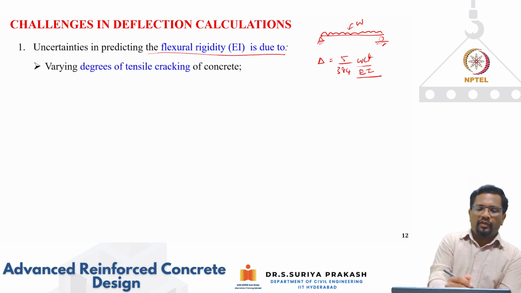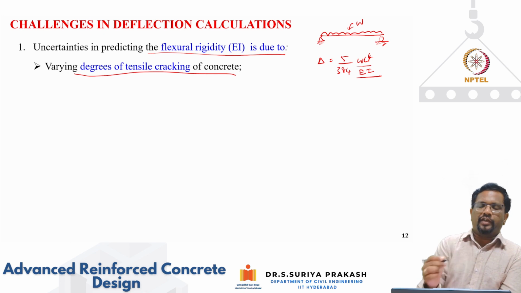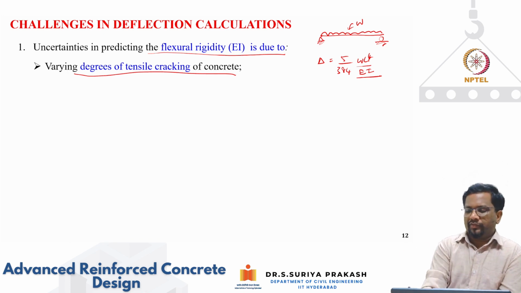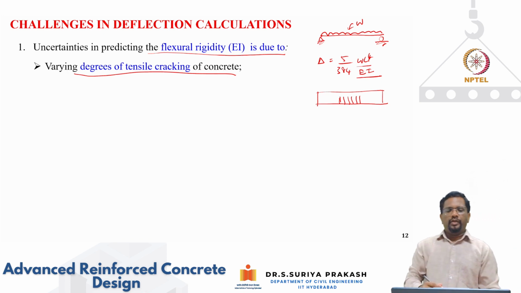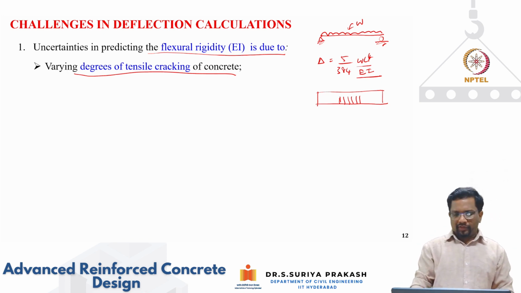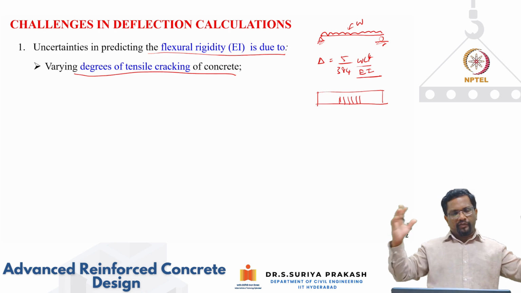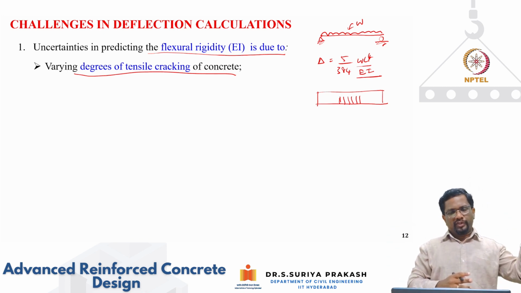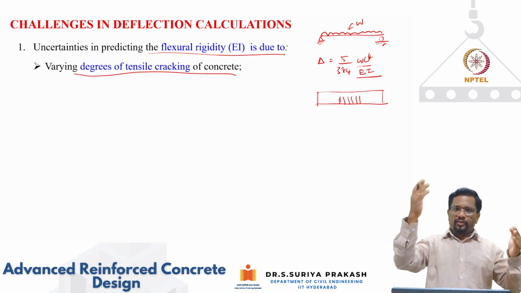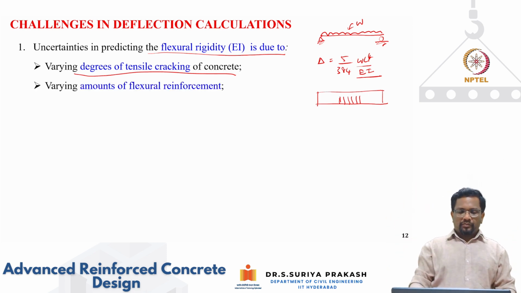So this is one thing. Another thing is you have varying degrees of tensile cracking in concrete. For example, take a beam which is simply supported. Then you will have cracking wherever the moment is exceeding. First, it will happen in the middle. So the degree of tensile cracking of concrete varies. But when you have a beam which is part of a continuous system, then you will have cracking both at the support locations at the top and at the midspan location at the bottom, depending upon your loading.